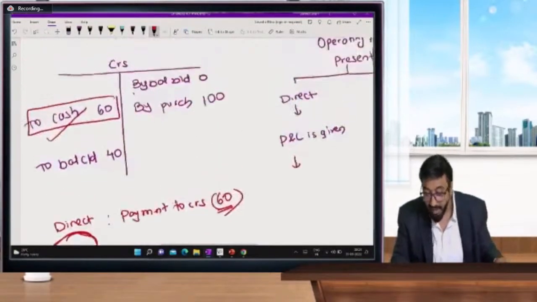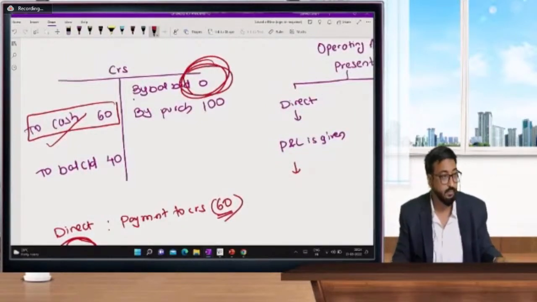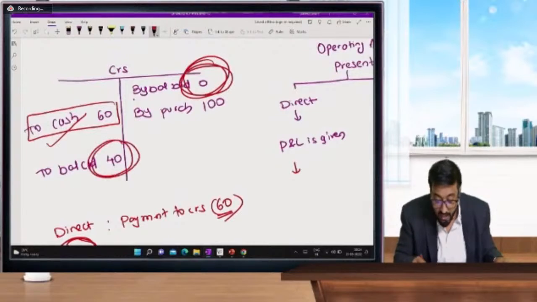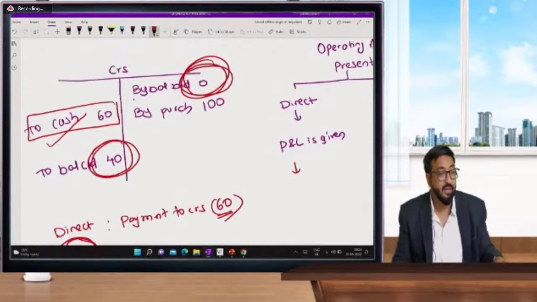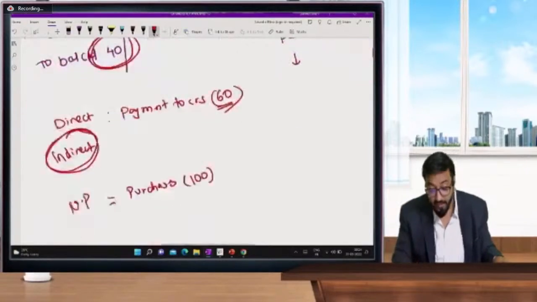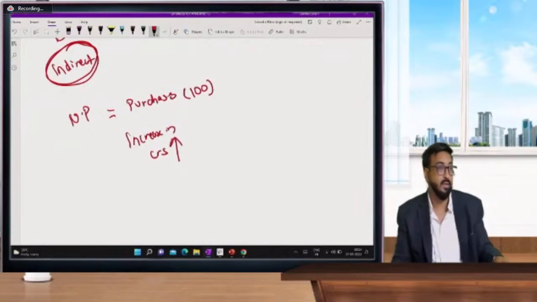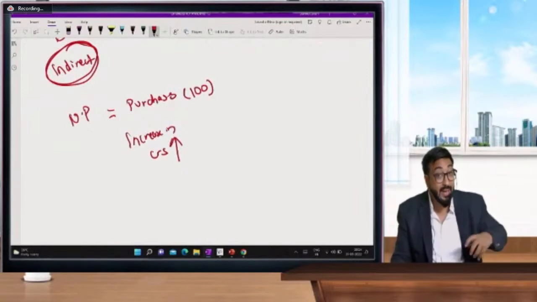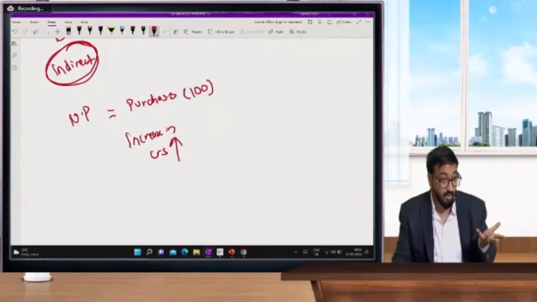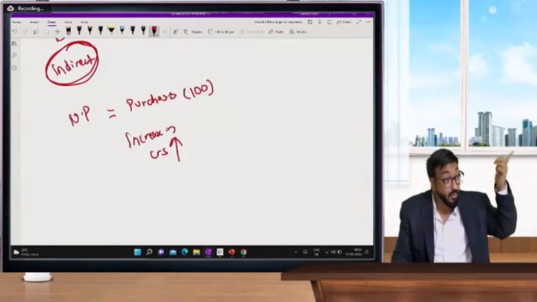Okay. And tell me, beginning creditors is 0 and end creditors are 40. So increase in creditors or decrease in creditors? Increase in creditors. How much increase? 40 rupees. Now tell me, if your creditors are increasing, what does it mean? You will pay now or you will pay afterwards?